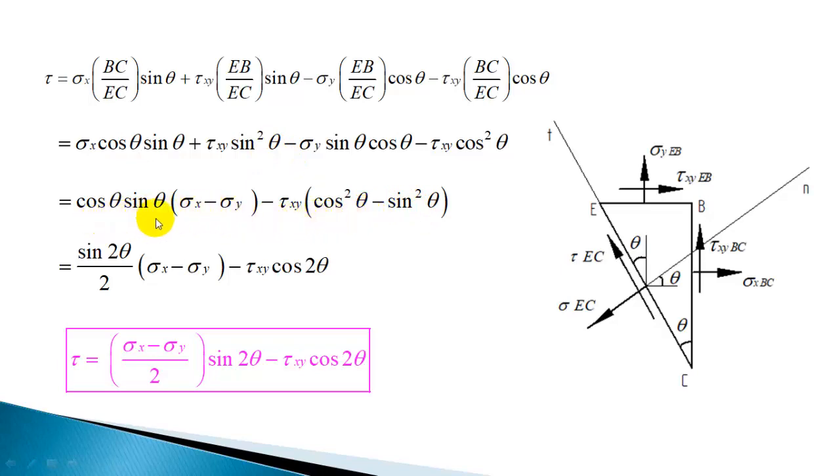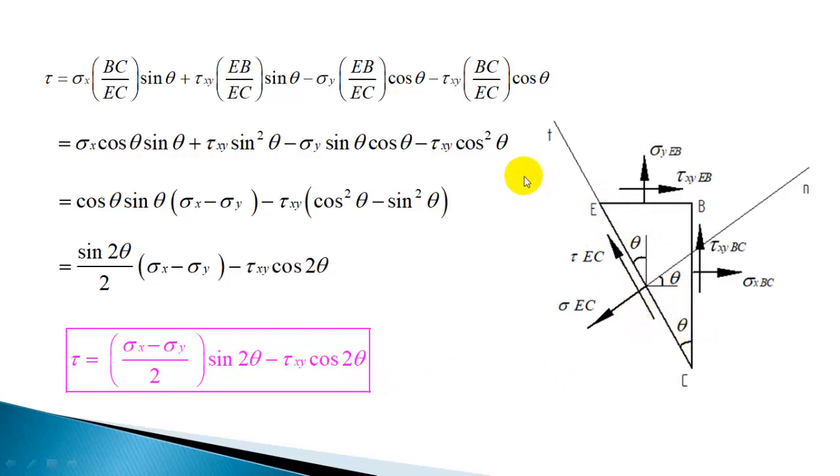Now cos theta sin theta is sin 2 theta by 2, and cos square theta minus sin square theta is cos 2 theta. So minus tau xy cos 2 theta. You can write this as sigma x minus sigma y by 2 sin 2 theta minus tau xy cos 2 theta. So shear stress tau is equal to sigma x minus sigma y by 2 sin 2 theta minus tau xy cos 2 theta. So this is the shear stress on that particular plane.